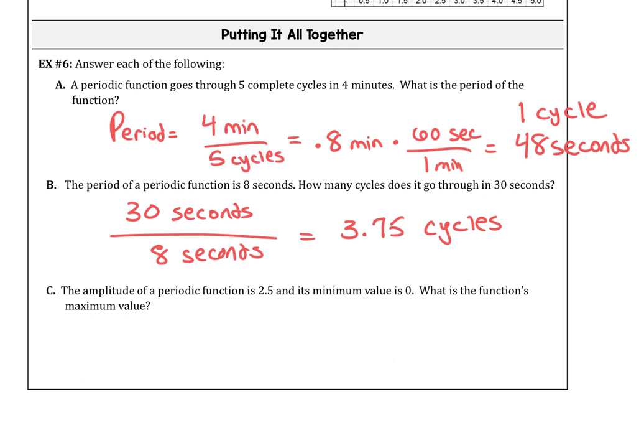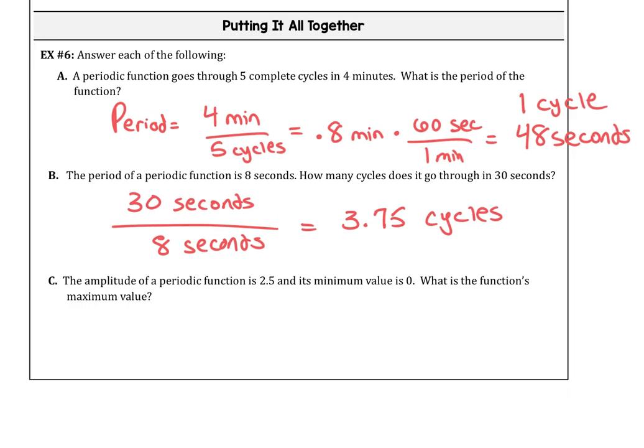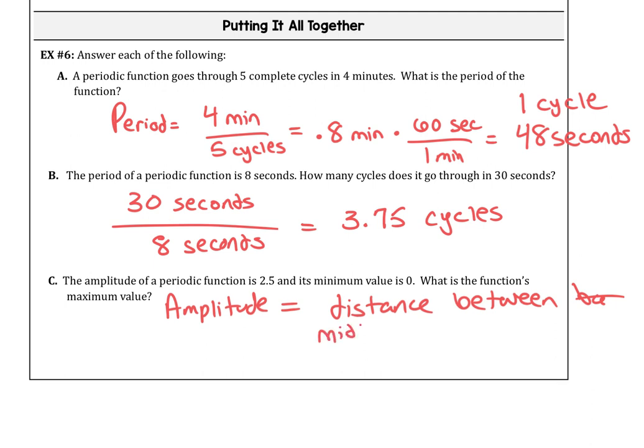The amplitude of a periodic function is 2.5. So we're kind of changing gears here. The amplitude of that function is 2.5 and the minimum value is 0. What's the function's maximum value? Remember what I told you. The amplitude is, and I'm going to put this in layman's terms here, the distance between the baseline, or midline, excuse me, I've been saying baseline, and either the max or the min value.